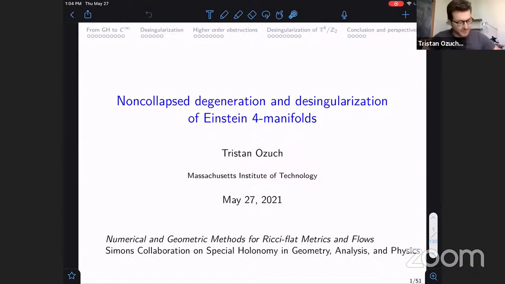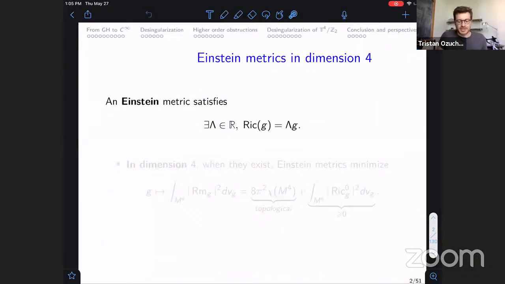But now I'm going to talk more about these geometric methods. And so today we're going to talk about Einstein four manifolds. And more precisely, we will talk about their degenerations and the opposite question, which is that of the desingularization of something which is degenerate. Okay, so an Einstein metric has constant Ricci curvature.